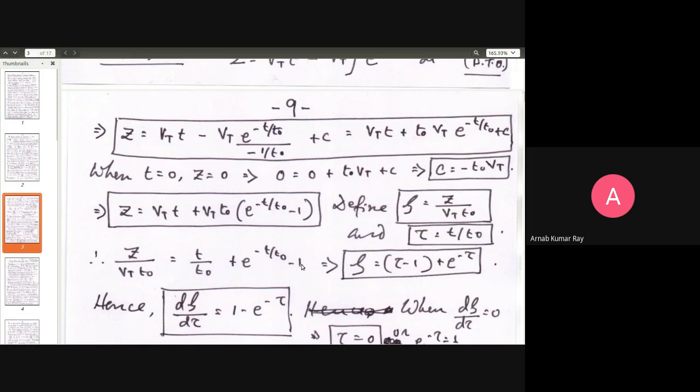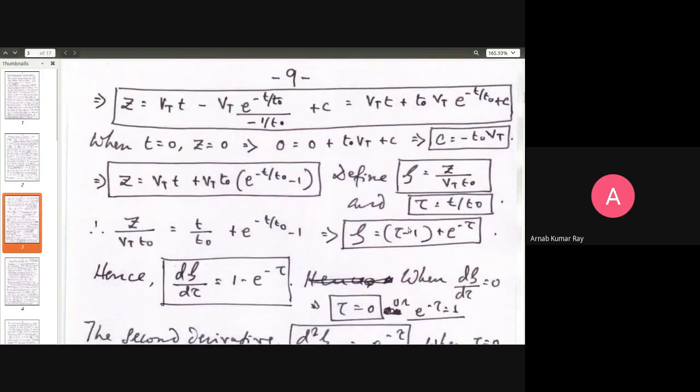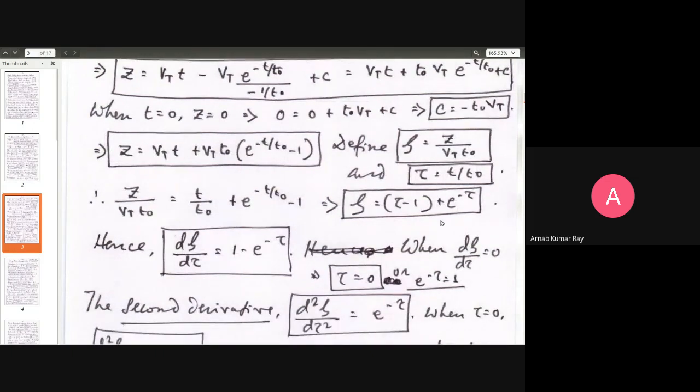And then t by T naught we define as another variable, tau. Tau is equal to t by T naught. So now this will become zeta equals tau minus 1 plus e raised to minus tau. This equation looks a lot more compact to work with. Let us now try to plot this equation.